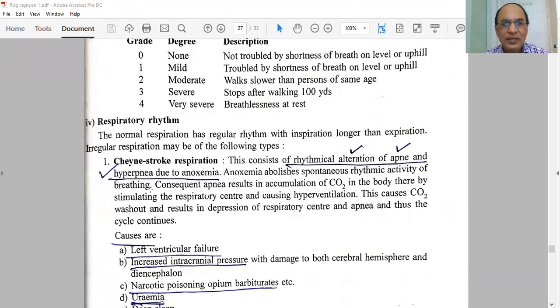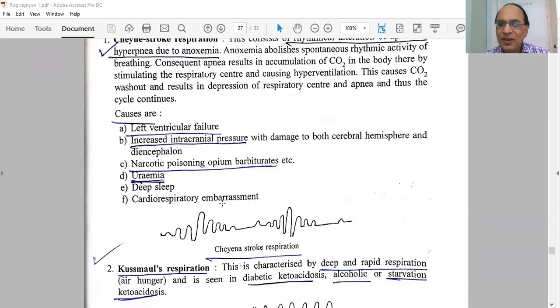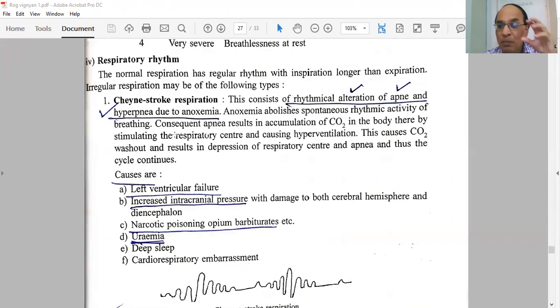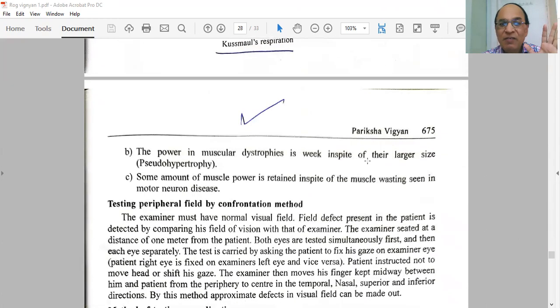Then he has given, for example, Cheyne-Stokes respiration, rhythmical alternation of apnea and hyperapnea. Can you see the figure? Very nice figure. Immediately you can understand the causes are there: uremia, left ventricular failure, intracranial pressure. Then these two are main pathological problems: Cheyne-Stokes respiration and Kussmaul's respiration. Kussmaul's in ketoacidosis. Can you see the graph? Deep and rapid, deep and rapid. Because of the diagram, the subject is very clear.